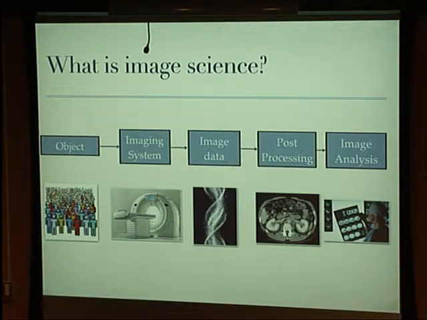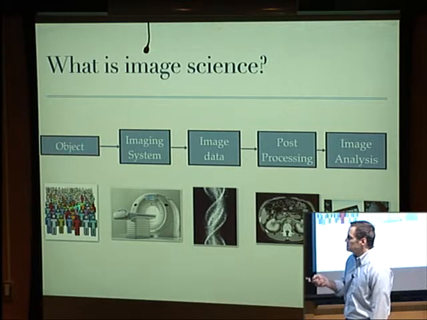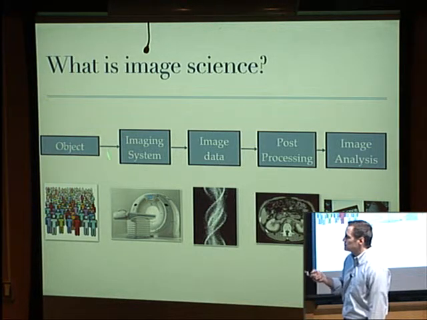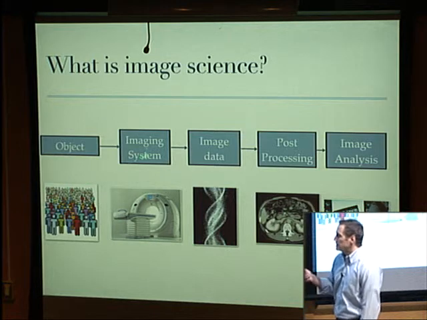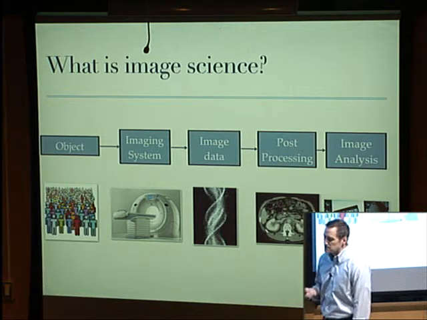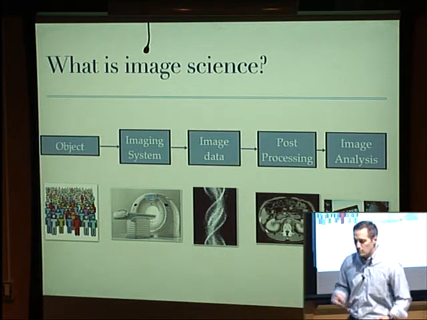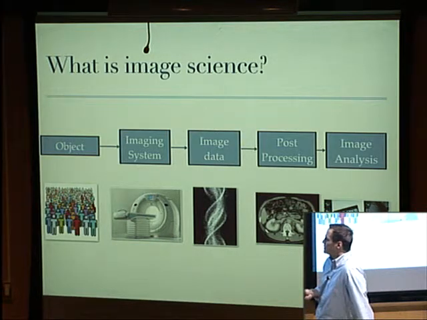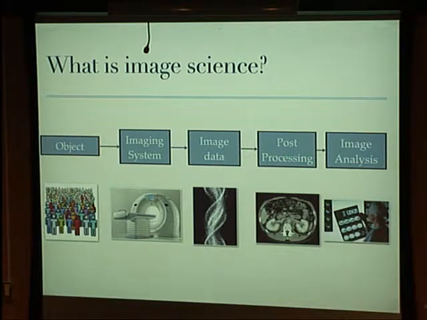So we try to take a broad view of imaging. That is, we need to consider all aspects of the imaging chain. That is, the objects, what's being imaged, the patient population, for example, that's being imaged. We have to consider the imaging system and all the physics associated with probing the patient with radiation. We have to consider the image data and the noise statistics that are present in the image data, the post-processing that goes on, and finally the image analysis where somebody takes that image data and produces some sort of decision.